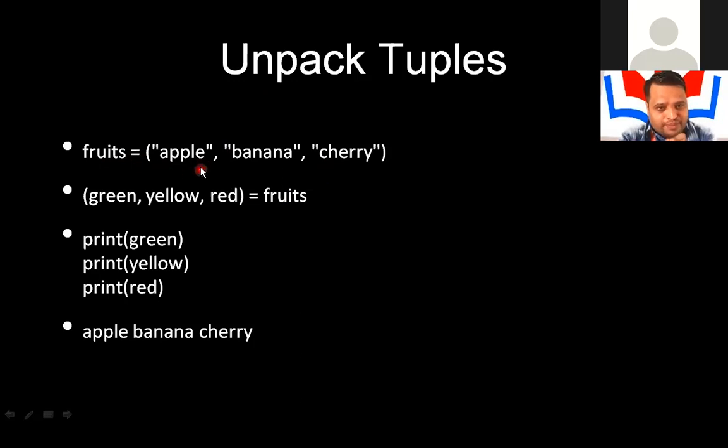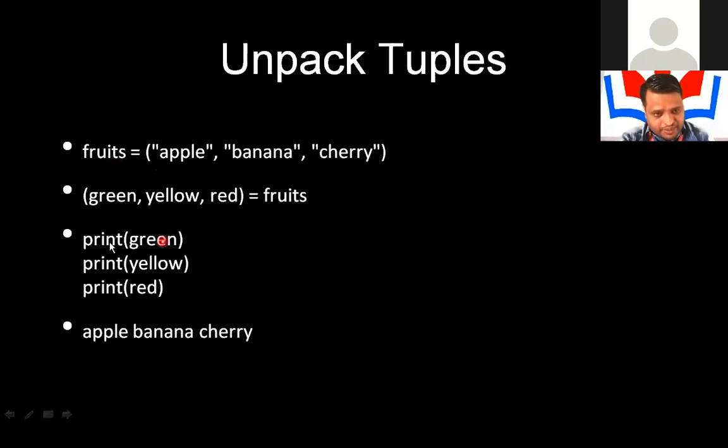Unpack means: already apple, banana, and cherry, all these three elements are present in fruits. So I will be unpacking it. How I will be unpacking, you can notice here: I will give other names, green, yellow, and red, equal to whatever tuple name you specify. Here I have specified fruits, so I will specify fruits itself.